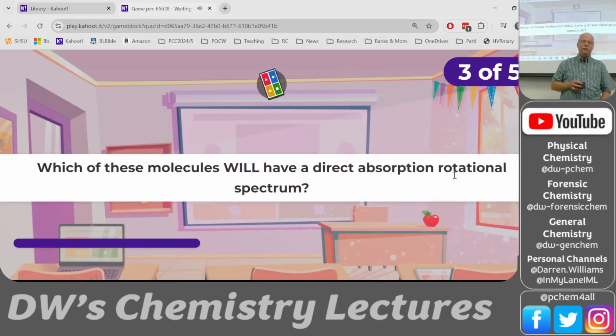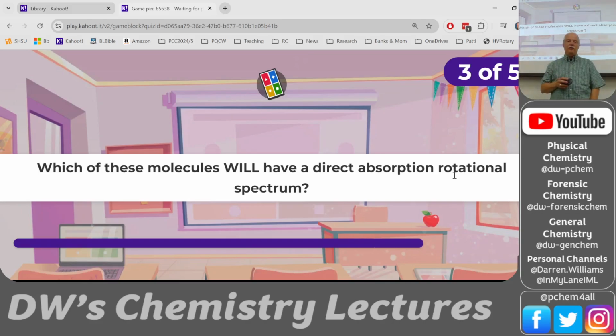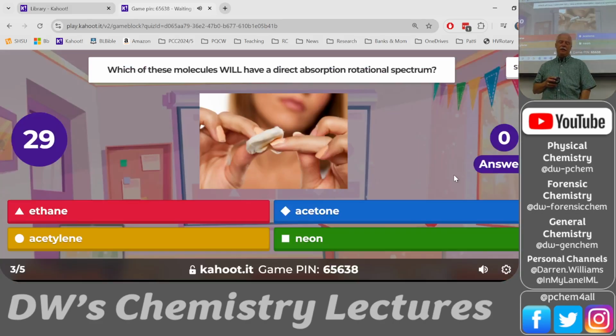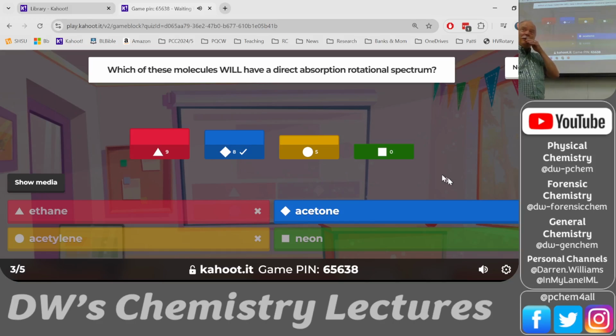Third question, which of these molecules will have a direct absorption rotational spectrum? So I'm just asking you again, different molecules. Do you get the hint? What was the hint? The nail polish, right? Yeah, acetone. Yeah, that's right. So you can look at the image. It's kind of a spread across the board here.